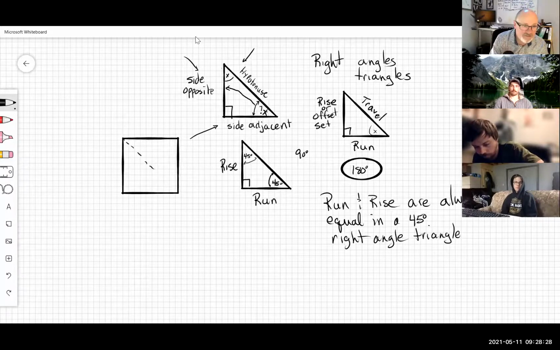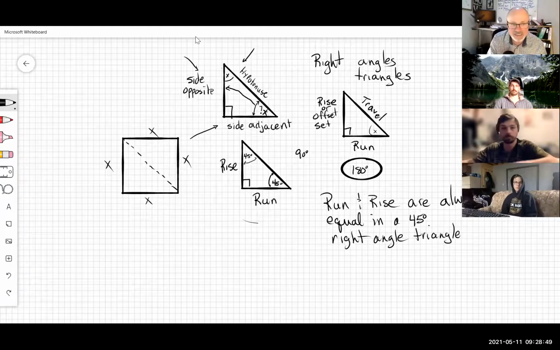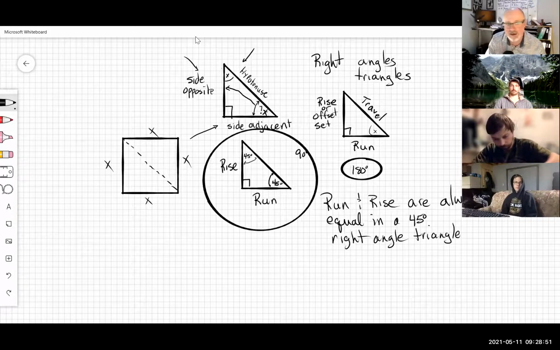The rise and run are always the same in a 45-degree right angle triangle, because clearly what it is, is a box or a perfect square cut in half. And so all of the sides are equal. That's exactly how I know that this is equal to that and that is equal to that. It's a perfect square cut in half, and that gives me this right there.